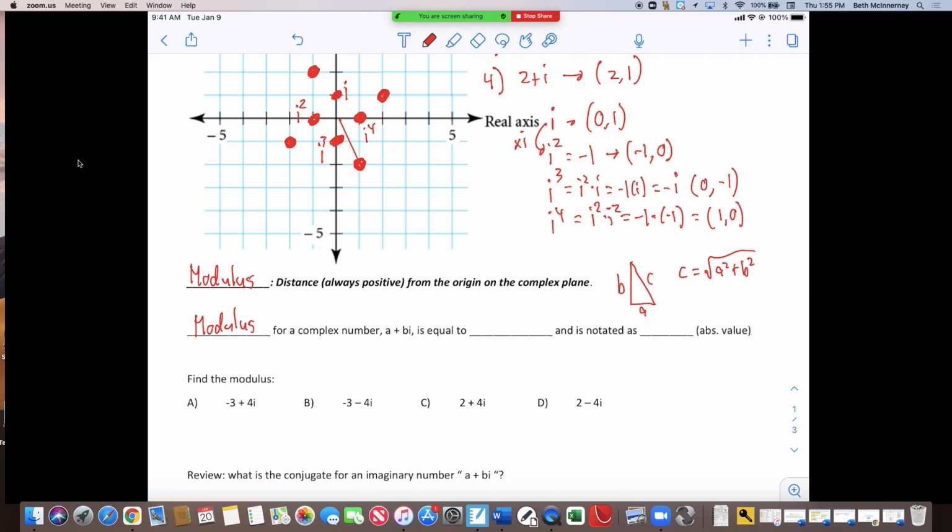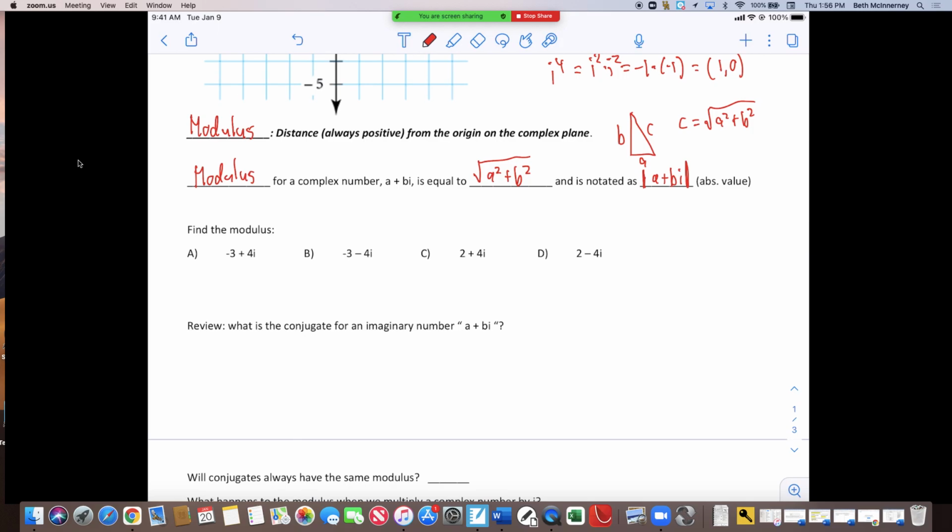So the modulus for a complex number, a plus bi, is equal to the square root of a squared plus b squared. And how we notate it, just for how we write it, is we write it basically like the absolute value of a plus bi. Because we say it's the distance, always positive, the distance away from that origin point. What questions do you guys have so far? I know it's a little bit different, but it'll start to make some more sense.